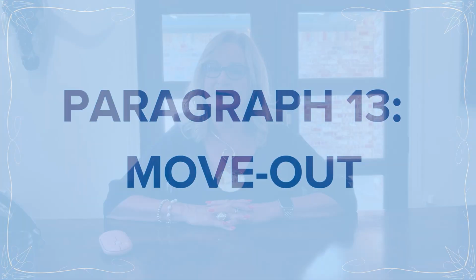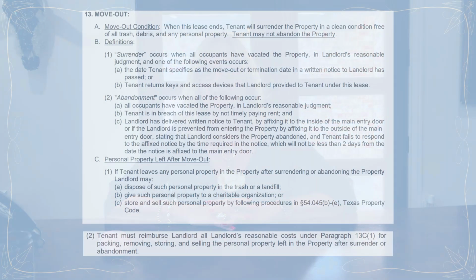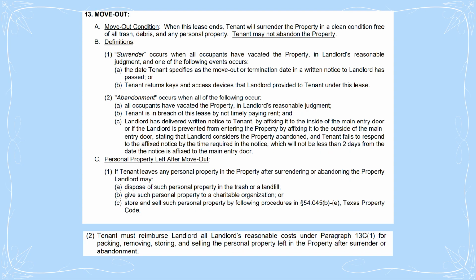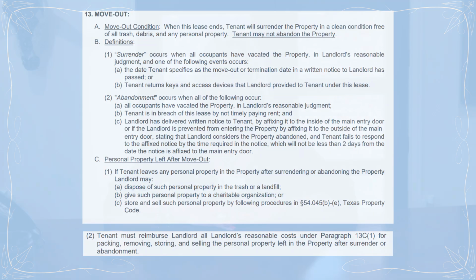Paragraph 13 is move out. In a nutshell, make sure that you leave the property clean and go by the guidelines that we will send you when you're moving out of the property. This may include having the carpets cleaned, having tile cleaned, removing all of your personal items as well. On move out, please turn in all keys and remote controls and any other access items you have to the property.